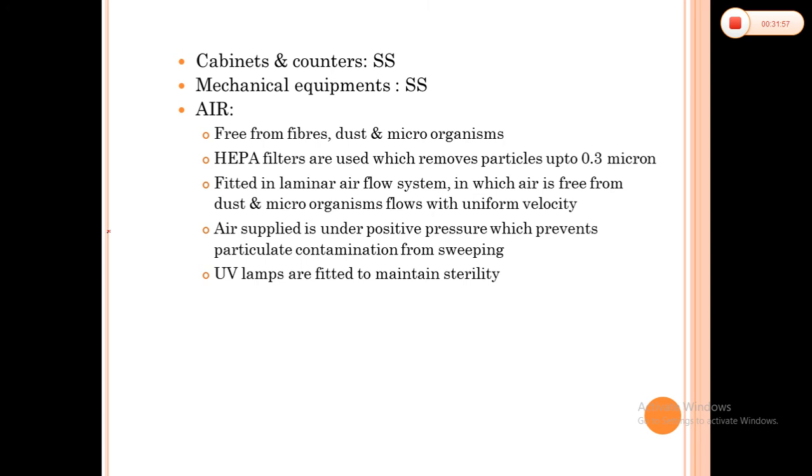So the air should be free from fibers, dust and microorganisms. So mostly HEPA filters are used, which remove particles up to 0.3 micron. The air, which is free from dust and microorganisms, flows with a uniform velocity. Air is supplied under positive pressure, which prevents particulate contamination from sweeping in, and UV lamps are fitted to maintain the sterility. So this has to be maintained in aseptic areas.